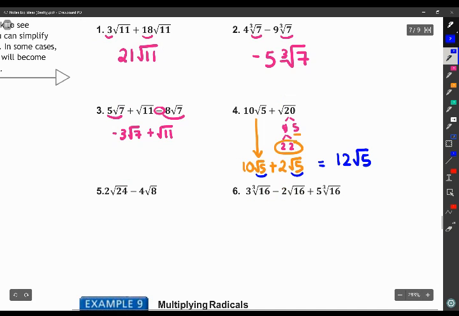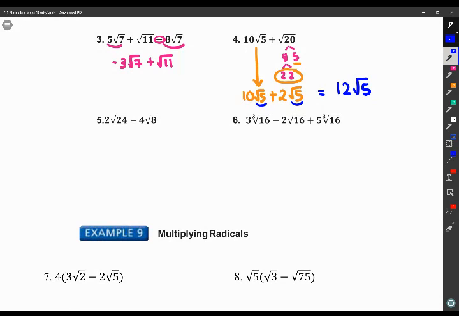When we look at number 5, it's going to be that same process. We look to see, is the number under the radical the same? And it's not. We've got a 24 and an 8. And so the best thing to do then is to try to break it down. So 24, we're going to say is 2 times 12. 12 is going to be 4 times 3. 4 is 2 times 2.